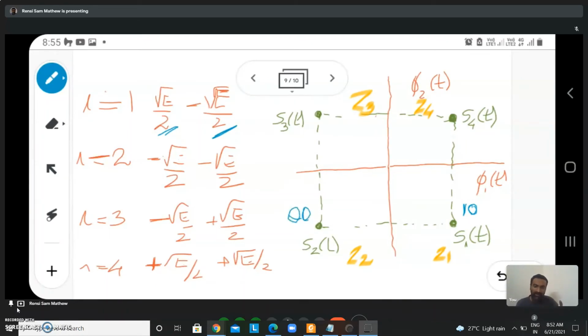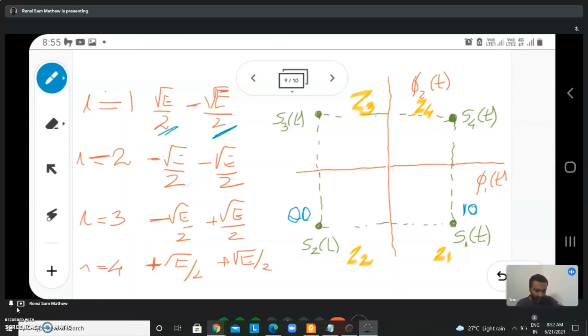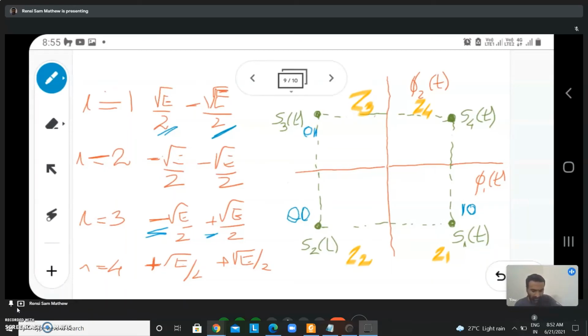When we transmit 0 0, correspondingly S2 of t is transmitted. S2 of t means a signal with phase 3 pi by 4, and correspondingly the coordinates will be minus square root of E by 2 and minus square root of E by 2. Now S3 of t, you see, it is negative, and here it is positive. So the symbol transmitted is 0 1. So when 0 1 has to be transmitted, we transmit the signal S3 of t. And S4, both are positive, so it represents 1 1.